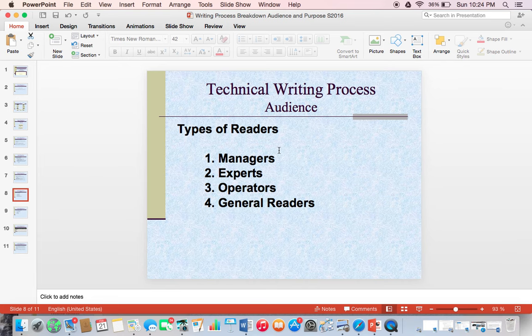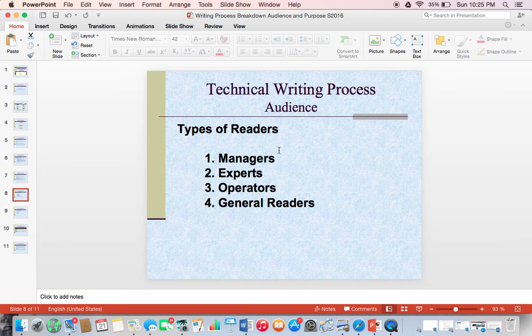Another type of reader audience is the experts. These are the people with the technical knowledge. A manager doesn't necessarily have to be an expert and probably can't be an expert in everything they manage. Another group of readers that you might find yourself writing for are operators. These people operate software, hardware, machinery, equipment. And then there are the general readers. These are people who might actually be outside of the company, or for some reason have access to a proposal or report that you're going to write.